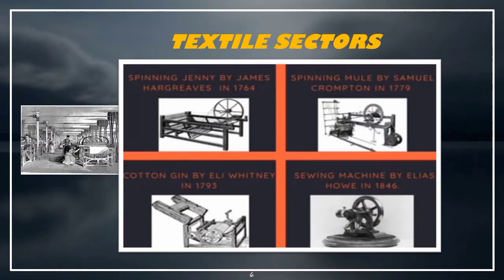As you can see here, there are a few inventions in the textile sector. First is the spinning jenny by James Hargreaves in 1764. Second, the spinning mule by Samuel Crompton in 1779. Third, the cotton gin by Eli Whitney in 1795. Fourth, the sewing machine by Elias Howe in 1846.